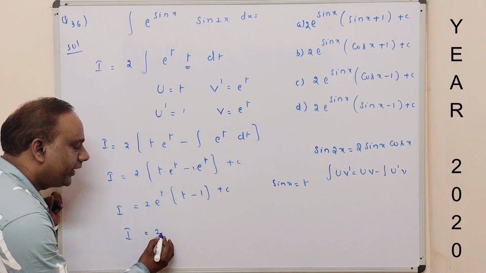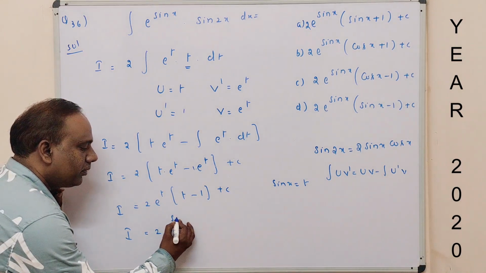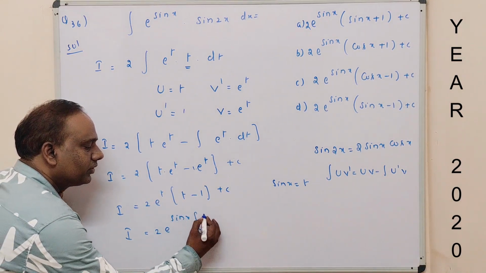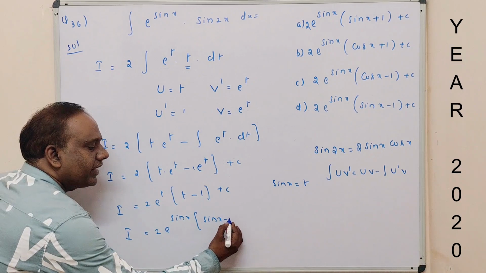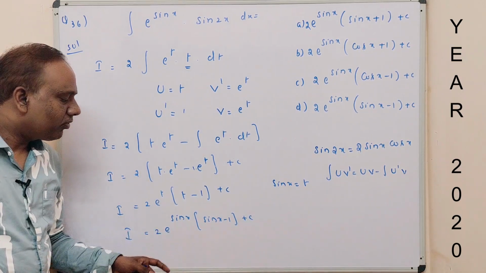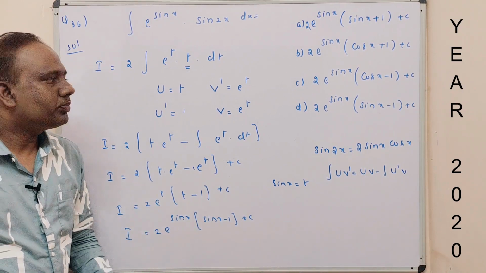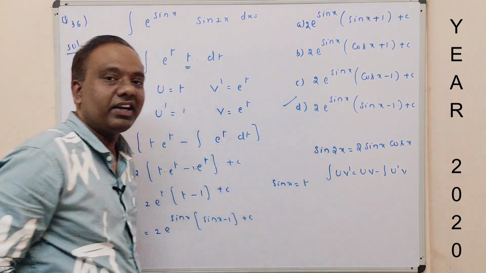I is equal to 2 into, in the place of t you substitute sin x. So e power sin x into, this is sin x minus 1, plus c. So 2 into e power sin x into sin x minus 1 plus c. So here option D is the correct answer.